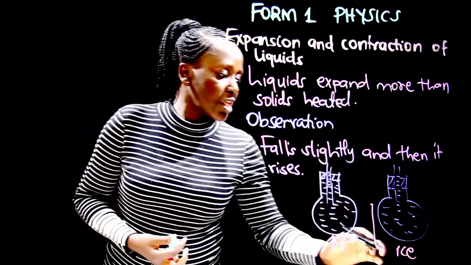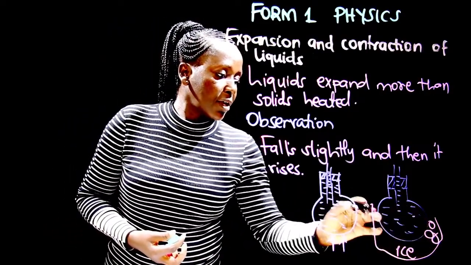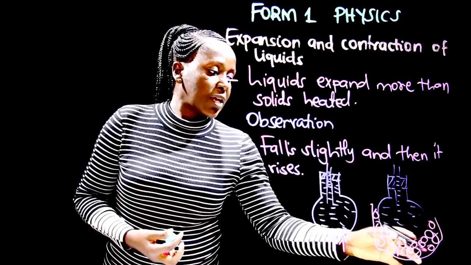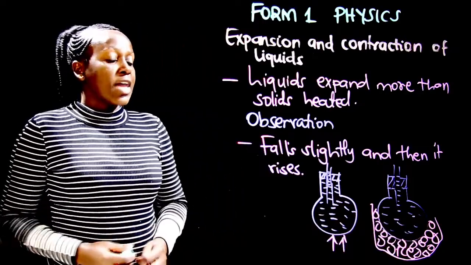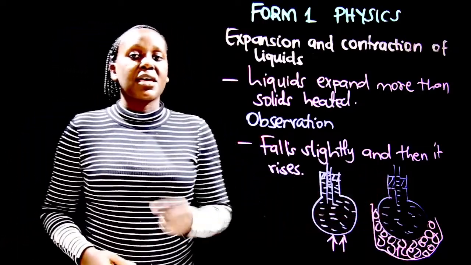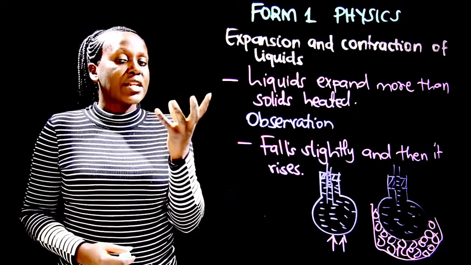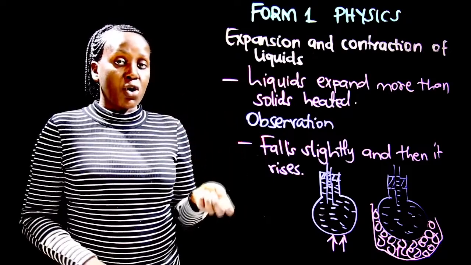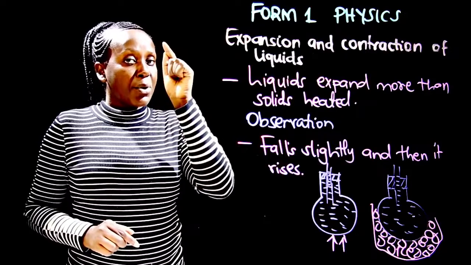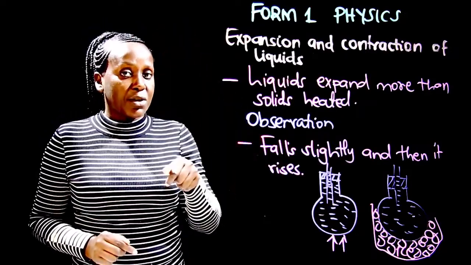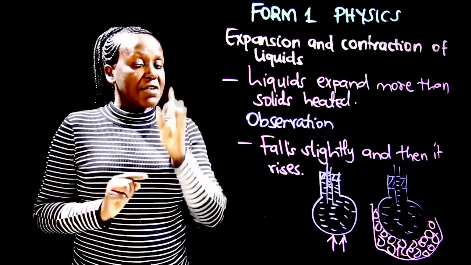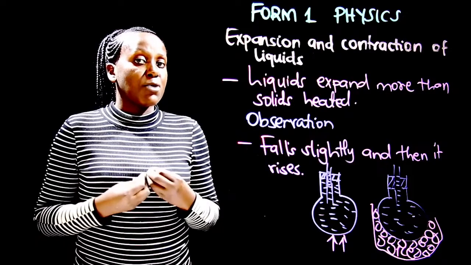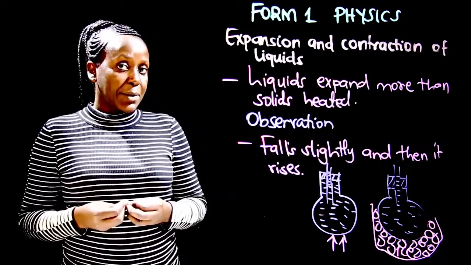So if we dip this flask in ice, we will be reducing the temperature. And if you reduce temperature, then the flask will begin to contract. And when it contracts, the space of the flask is going to be less than it was before. So the level of water will begin to go up, and then it is going to go down. So the level of water is going to rise initially because the flask will contract first, reducing the amount of space that the water is occupying.